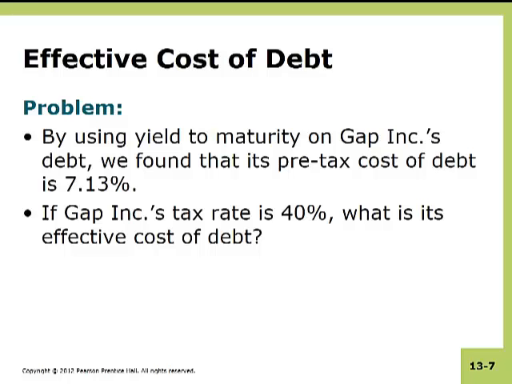By using the yield to maturity on GAAP incorporated debt, we found that its pre-tax cost of debt is 7.13%. We were given the future value, which is 1,000, the present value of the bond, the number of time periods till maturity, and the coupon payments, and you compute I per year, or the yield to maturity, and it is 7.13%. GAP's tax rate is 40%. So what is the effective cost of debt?